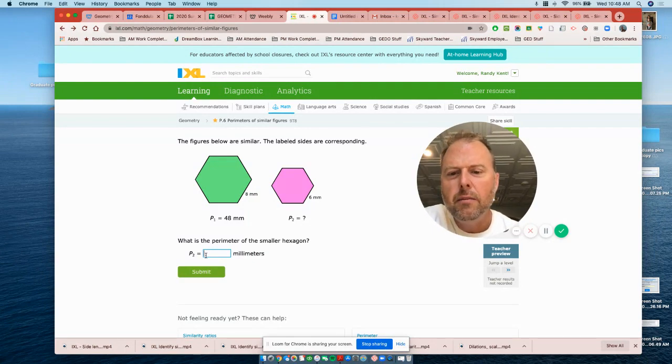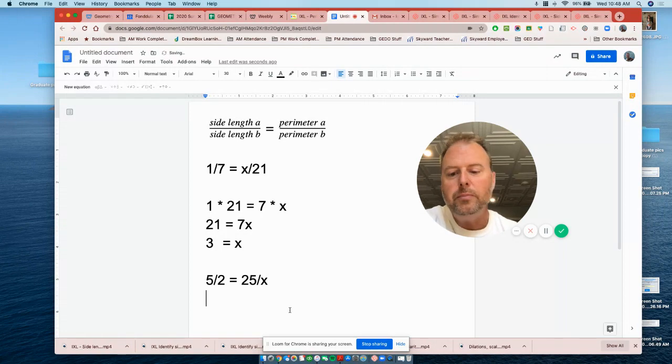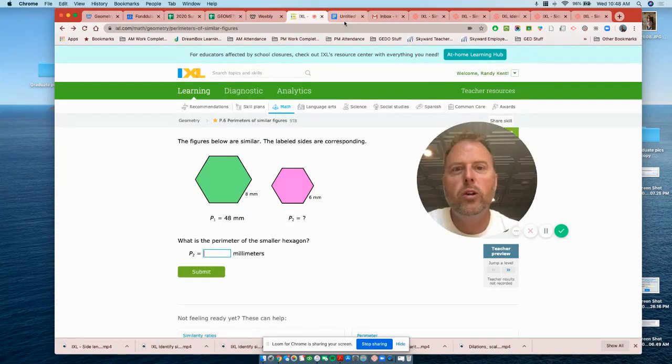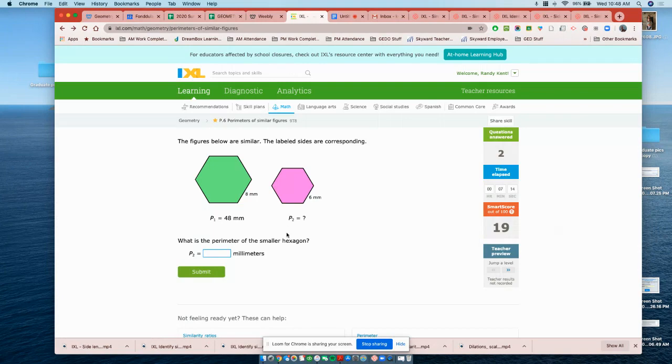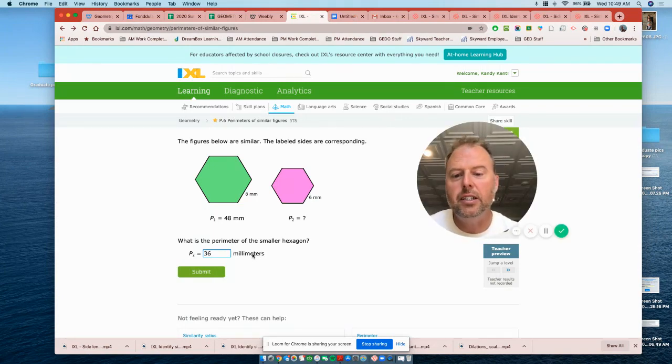Same thing here. 8 is to 6 as 48 is to I don't know. So 8 is to 6 as 48 is to x. Right? So here I know that 8 times 6 is 48. And 6 times 6 is 36. So that other perimeter should have to be 36.